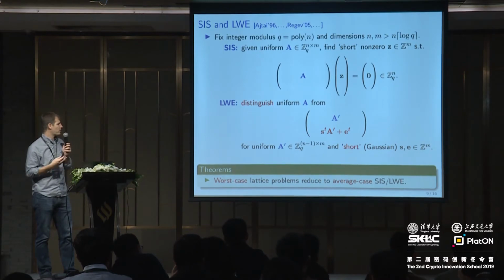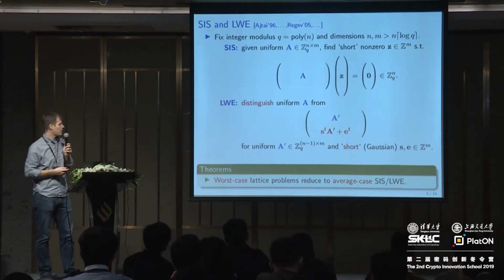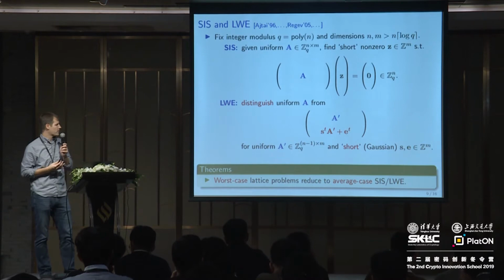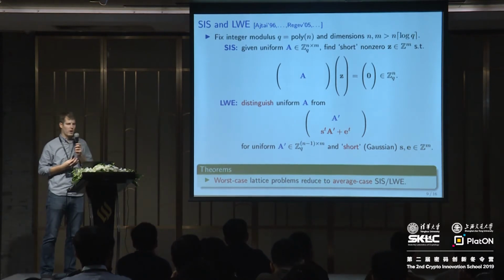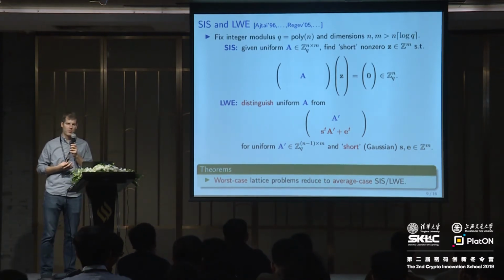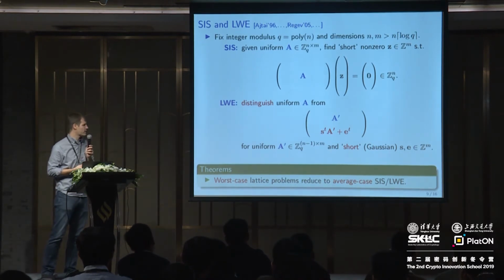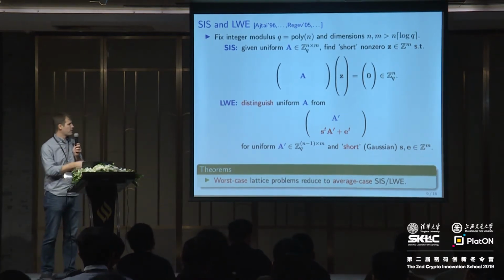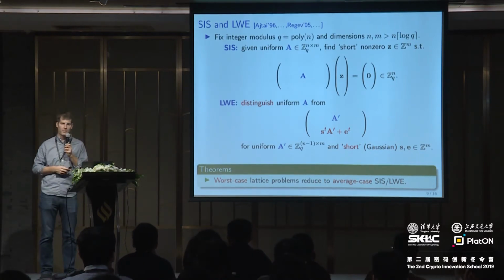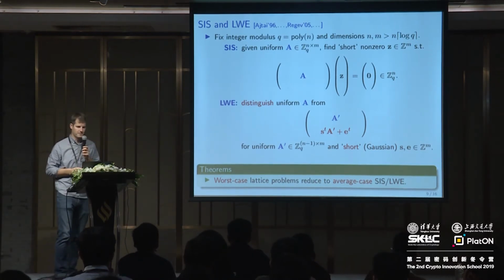So as we've talked about yesterday and today, we have theorems which say that if lattice problems are hard on some instances in the worst case, then these two problems are hard on the average, in the average case.